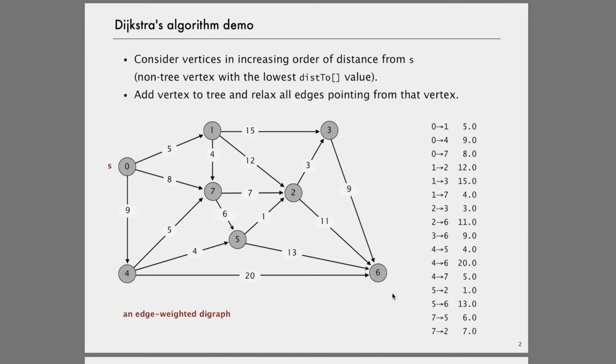So let's talk about it in terms of a demo. Our source is 0 in this case. So what vertices are closest to the source? Well, we can look at the edges that point from the vertex. Start out with vertex 0. Then we add that vertex to the shortest path tree and relax all its edges.